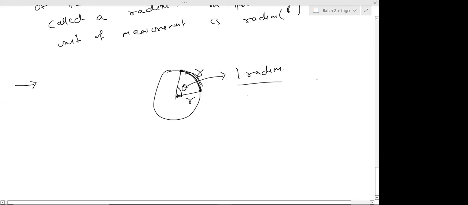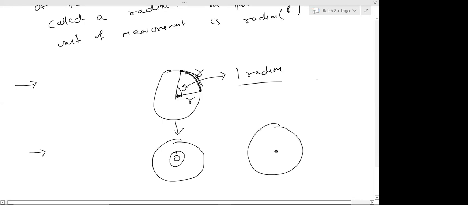So why this definition? This definition is used because this is the same for all circles. You take a circle of whatever radius, if you do the same thing, walk to a length of r, this angle is always a constant. That is why we use this as the definition of a radian. This is 1 radian. If we walk twice, then this angle will be 2 radian. If we walk thrice, 3 radian, and so on. This is clear?